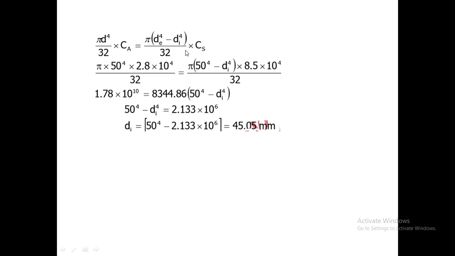So keep all the values in the same uniform units, and if you substitute, you can get the value of d. We'll get the value of d in millimeters, because all the other units are in millimeters. So the internal diameter of the shaft will be 45 millimeter.